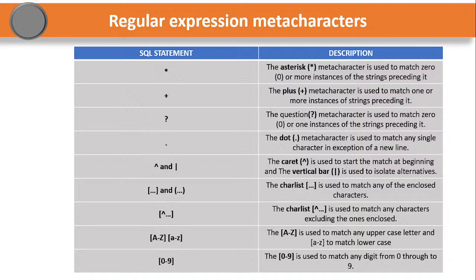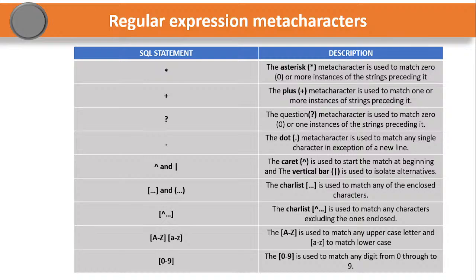Next, we have the square brackets, which are used to match any of the enclosed characters, which basically matches all the characters that are mentioned within the brackets. If you want to find the exact characters, you have to use the brackets. And then we have the caret meta character inside the brackets, which is used to match only those characters excluding the ones that are enclosed within the square brackets.